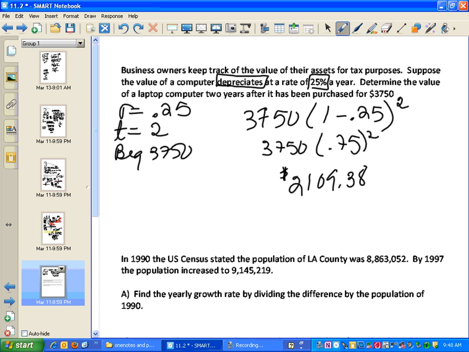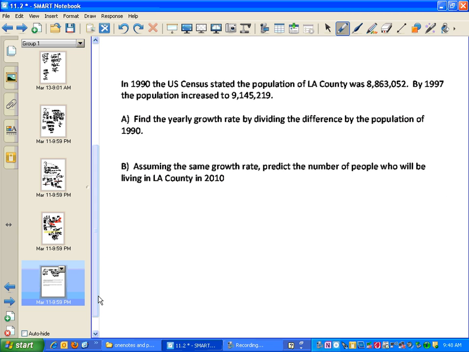All right, so then here, in 1990, the U.S. Census state population of LA County was 8,863,000 and a few people. By 97, the population increased to 9,000 and a bunch of people. Find the yearly growth rate by dividing the difference by the population of 1990. So what's the difference? Because that's my growth rate. What is the difference divided by the amount in 1990?